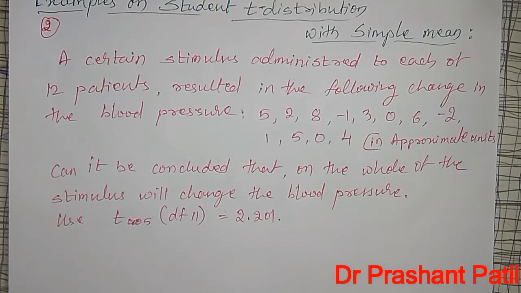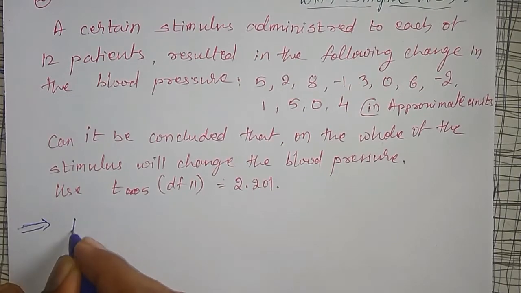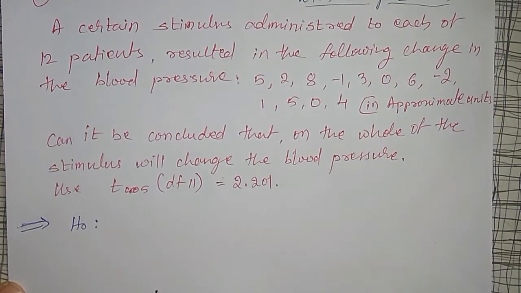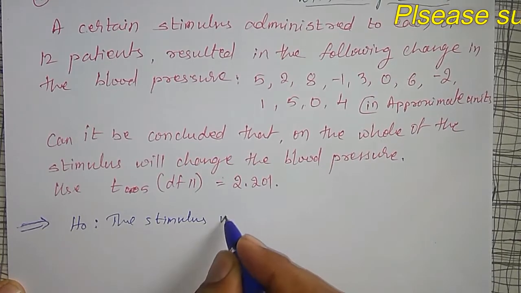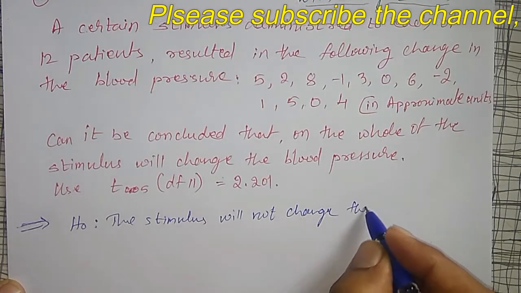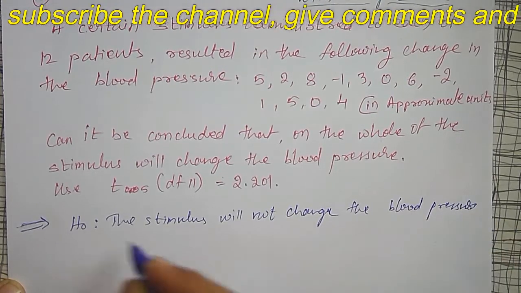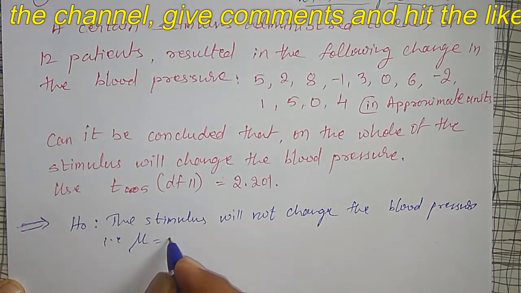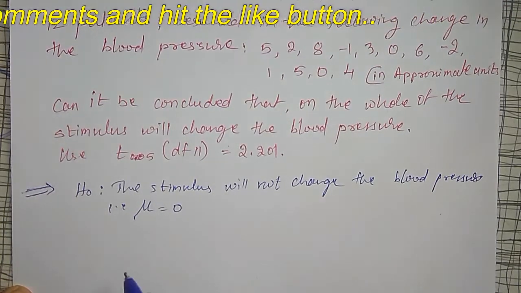Going to check. For this, let me take the null hypothesis first. To solve this, H0 is: the stimulus will not change the blood pressure. That is nothing but the mean of the population is equal to 0 only. There will be no change in mean. That mean will remain the same.